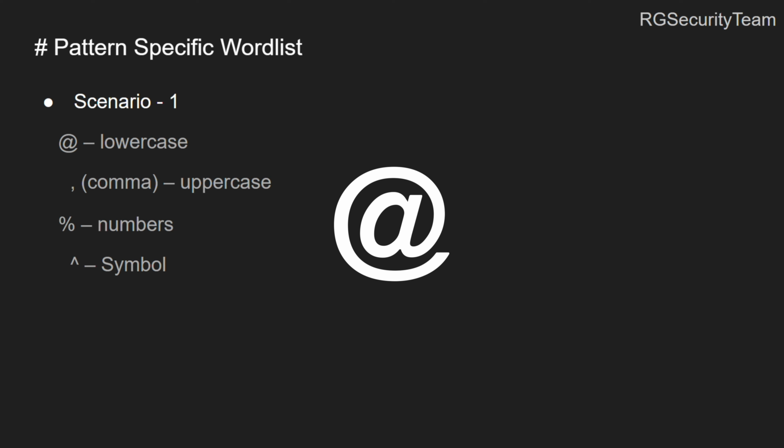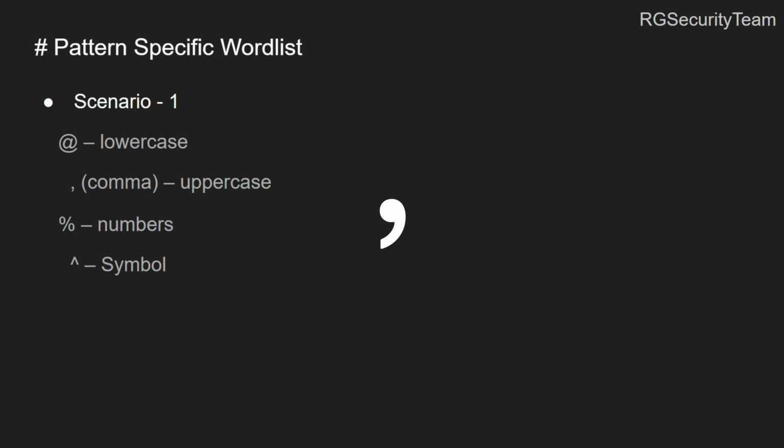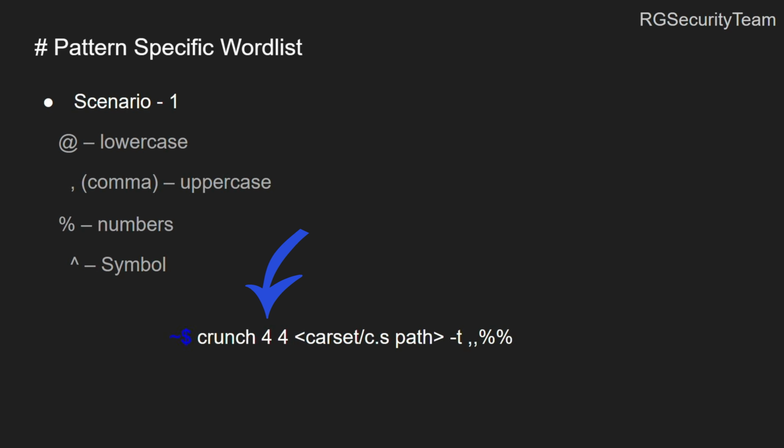@ is for capital letters, comma is for lowercase letters, % is for numbers, and caret is for the symbol. Now see what I have done below in the command line. I have simply given crunch, then I have said minimum, I will need 4 words, and maximum, I will need 4 words. After that, you give the path of the character set, or you can tell which words you want to use. After that, whenever you have to specify any pattern, you have to use -t.